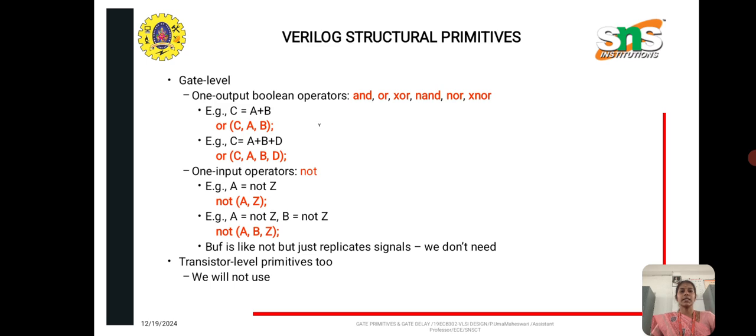Now the one-input operator, that is NOT. Here the example is A is equal to not Z. In not of A comma Z, A is the output, so we have to write it as the first term, and Z is the variable we are going to use in this operation. The next example is A is equal to not Z, B is equal to not Z. Here, not of A comma B comma Z just replicates the signals. We don't need the transistor-level primitives, so we will not be using them.